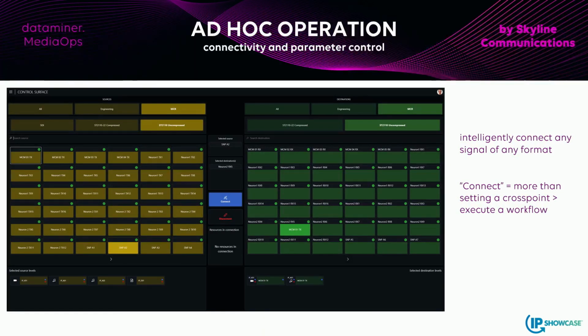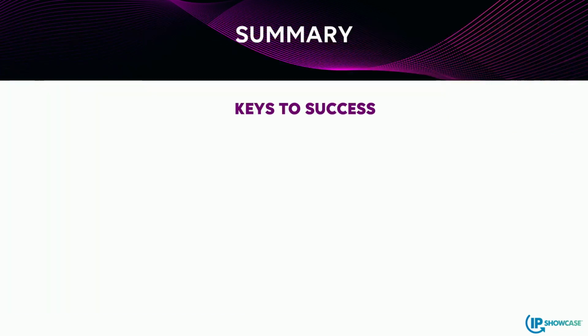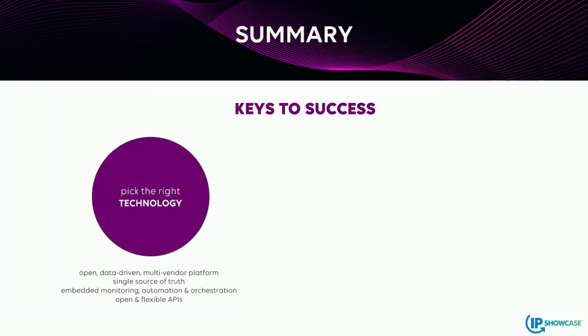Just a bit of an outlook, but as a summary, what I want to give are keys to success. It's not only about technology, but you need to have the right technology. This is key. You need to build upon an architecture that allows you to grow, that allows you to become agile, that allows you to become a software company. And it's all about an open architecture, API driven, that allows you to do monitoring, automation, and orchestration all together.